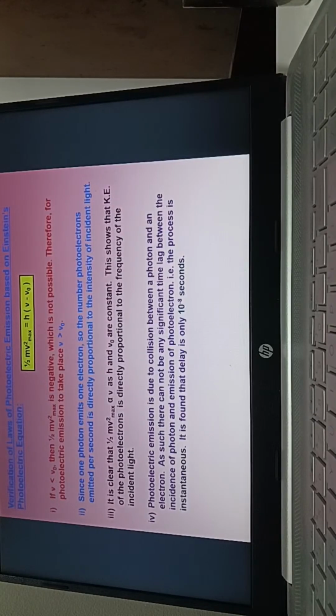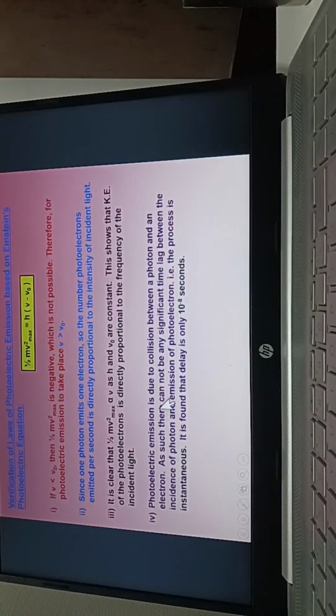So if intensity increases, the number of electrons emitted per second increases. But if frequency increases, what is increasing? The number of photoelectrons does not increase because it depends upon the intensity. Energy depends upon the frequency. That's what we discussed very clearly yesterday, classical mechanics and quantum mechanics. Please remember that. This is the one point.